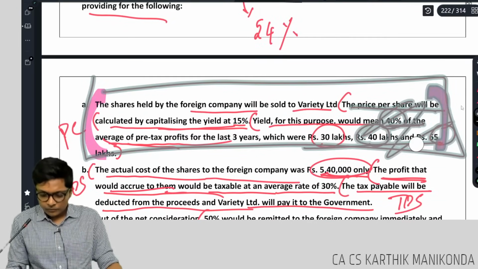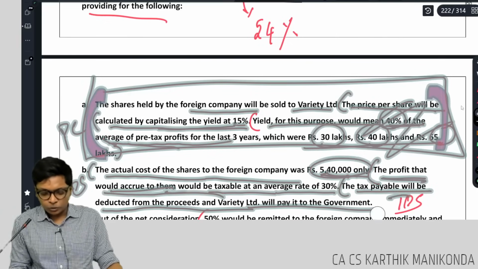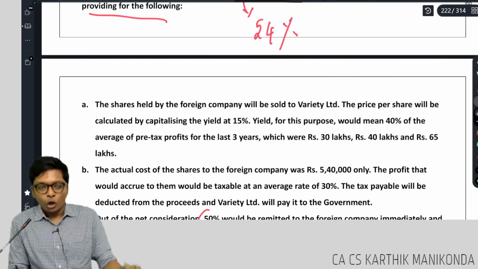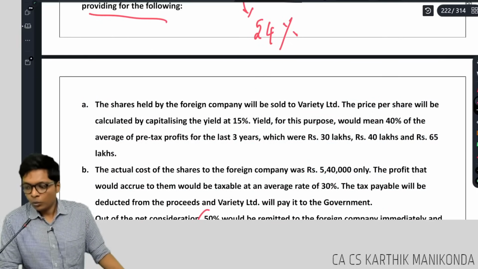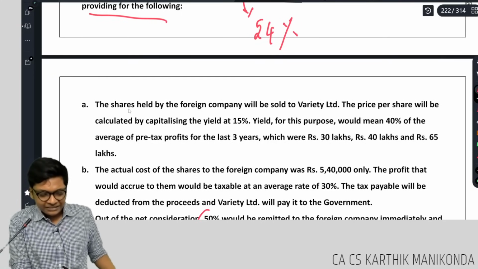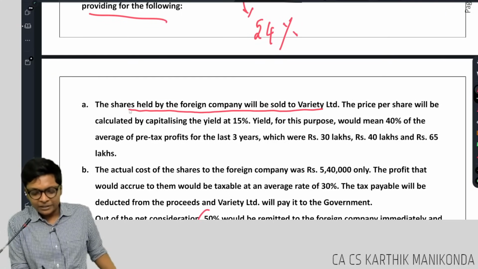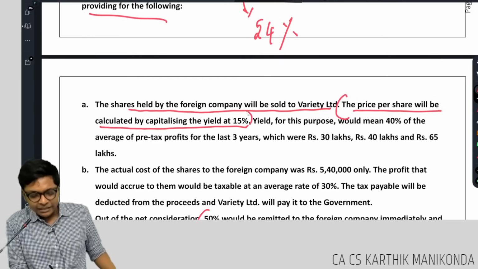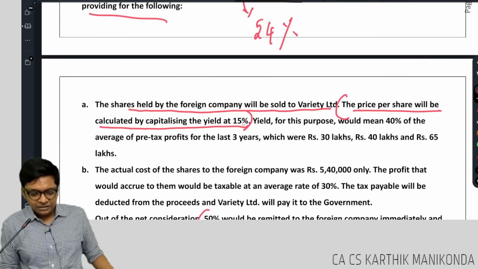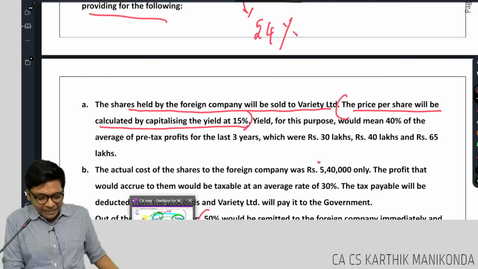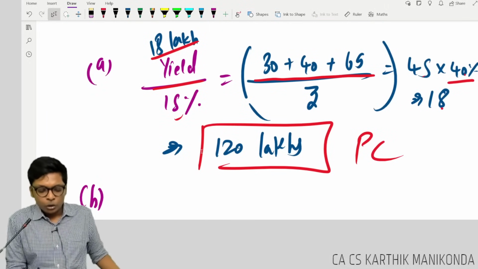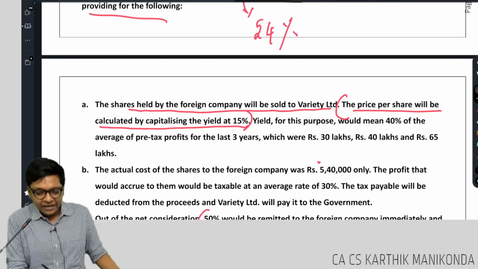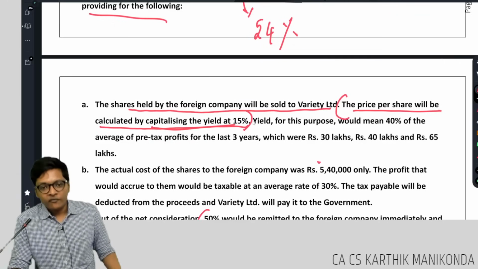Look at this. Now purchase consideration is 120 if you buy the whole company, correct? What do I mean by whole company? Look at this. The shares held by foreign company will be sold to Variety. The price per share will be calculated by capitalizing the yield at 15%. That means the whole company's value is 120 lakhs. What I have to pay is for the shares held by foreign company.